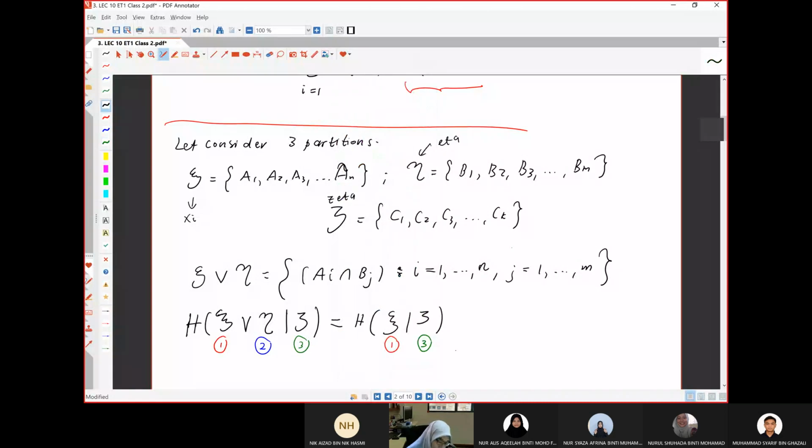Plus, since this is a join, you have 2. So plus H, the entropy for the second one, which is blue, and the second one is eta, given that psi join with zeta, or we could say psi, the first one, join with the third one, which is green.